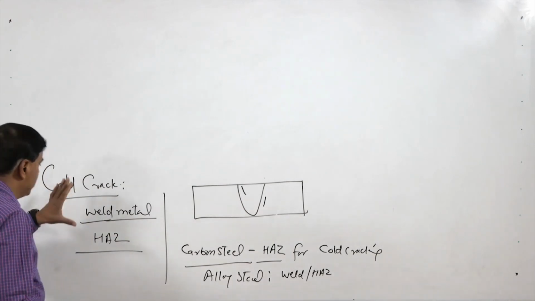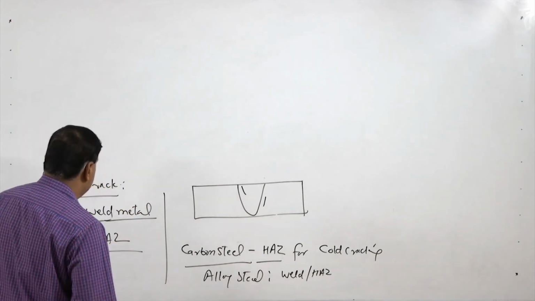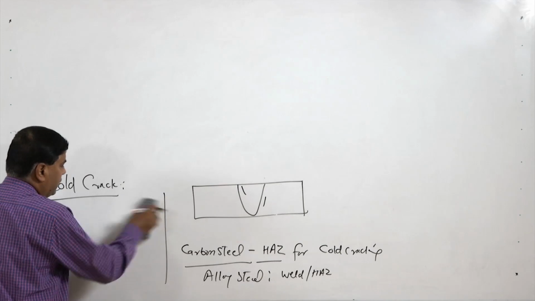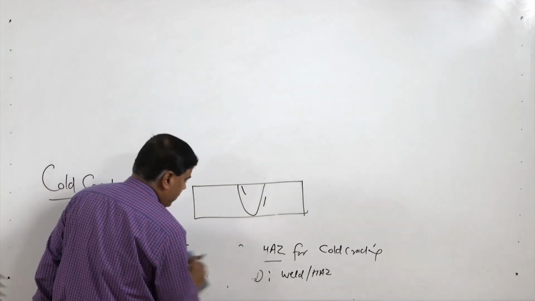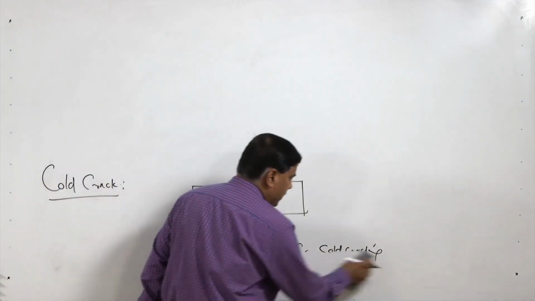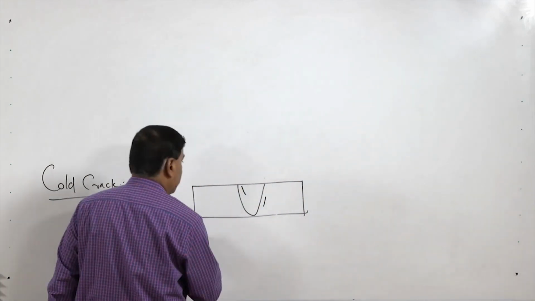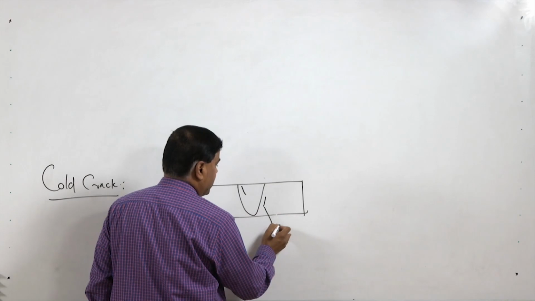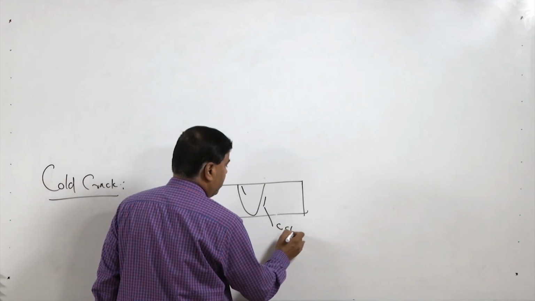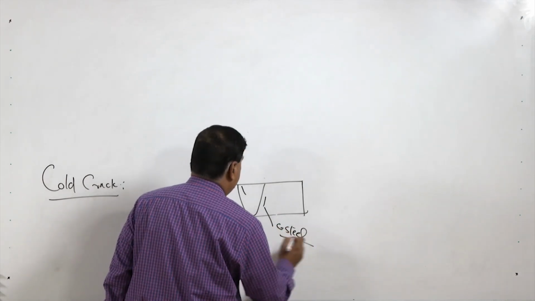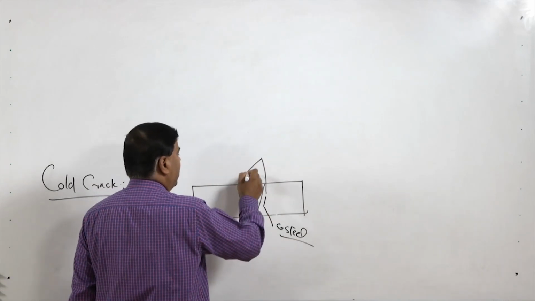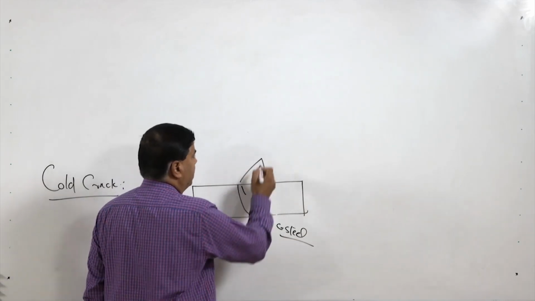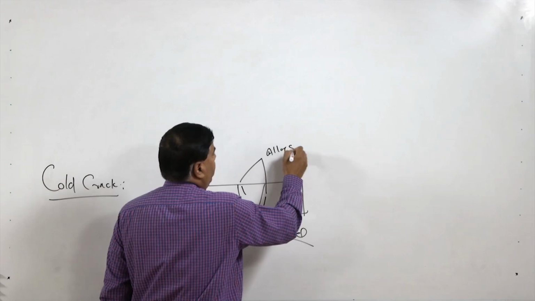So, this is about the metal systems and the kind of cold cracking, and where it occurs commonly: in the weld or in the heat affected zone. This is common for the carbon steels, and in case of the alloy steels, both the weld as well as the heat affected zone.